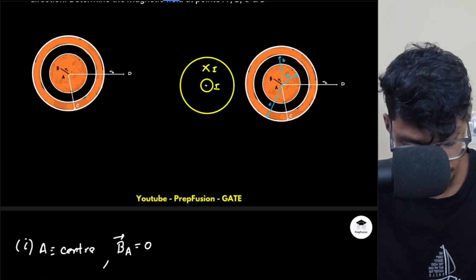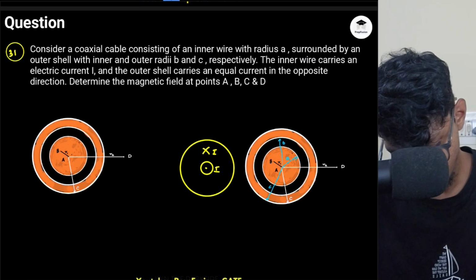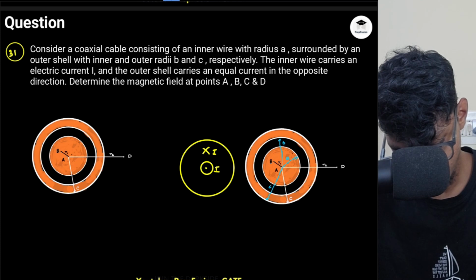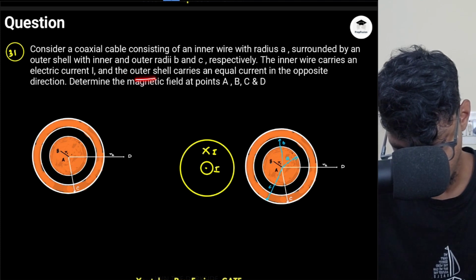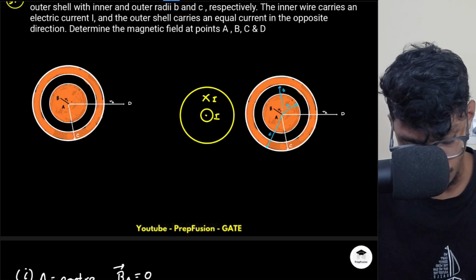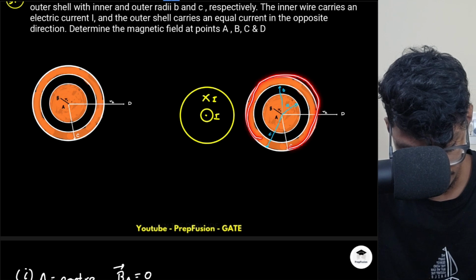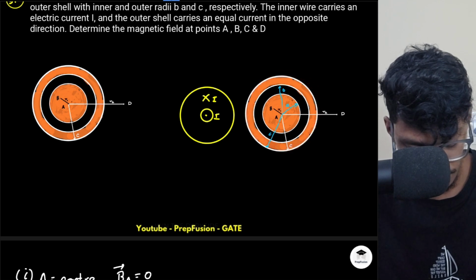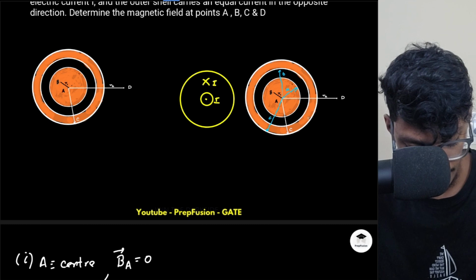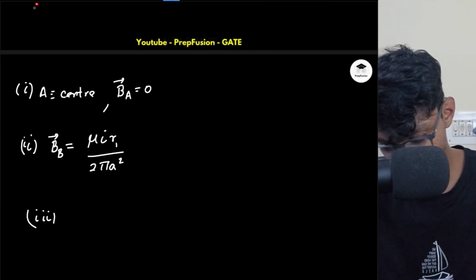what is the I enclosed at this point? What is the I enclosed? So at this point, if I observe, in the coaxial cable the inner wire carries a current of I and the outer shell carries an equal current in the opposite direction. Okay. So what will be the I enclosed if I just choose this particular section, right? What will be the I enclosed here? So if I observe, the I enclosed will actually be both these currents.